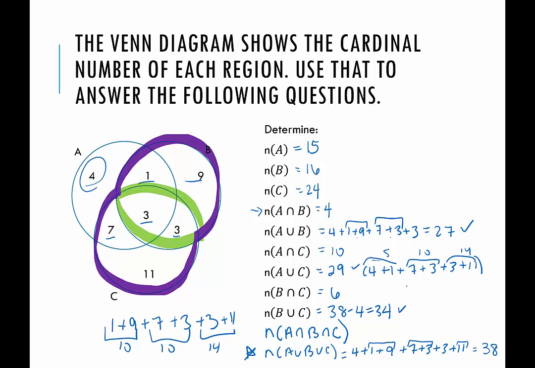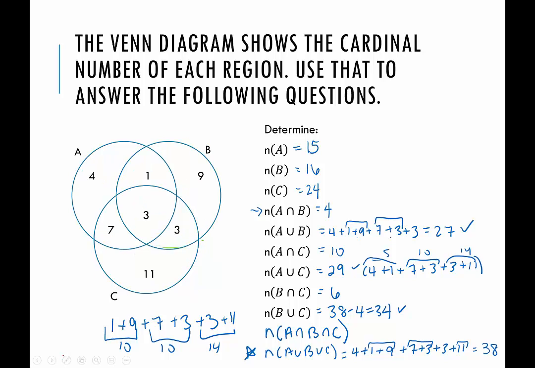Last one. What's the intersection of sets A, B, and C? So we're looking for where all of those sets overlap. Where do we see A overlapping B and overlapping C? That would be in this kind of weird triangular region here, indicating to us the cardinal number of the triple overlap is 3. So there we have it, the cardinality of the individual sets, of the unions of the sets, and the intersections of the sets.